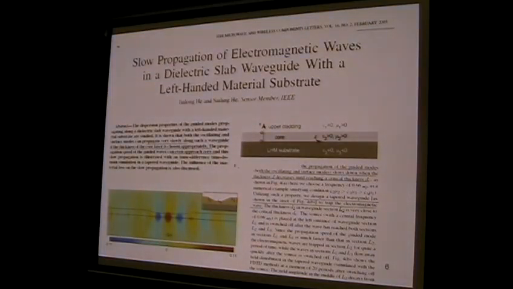We studied the critical thickness for propagation of the guided wave, and we designed such a tapered waveguide to even trap the electromagnetic wave. So we trap the light, the electromagnetic wave, in this region.